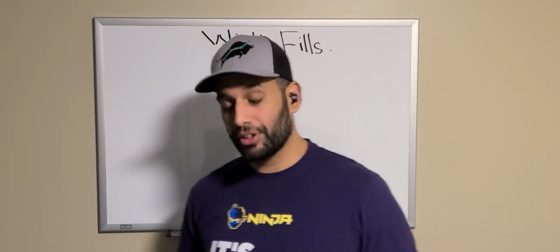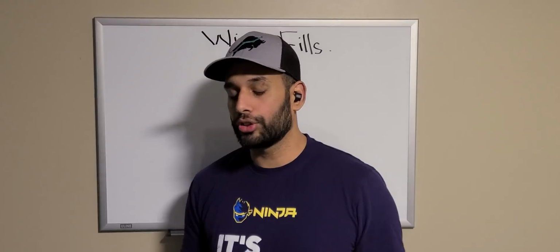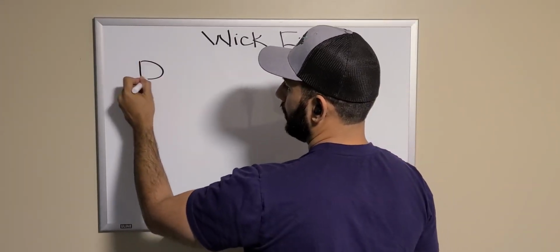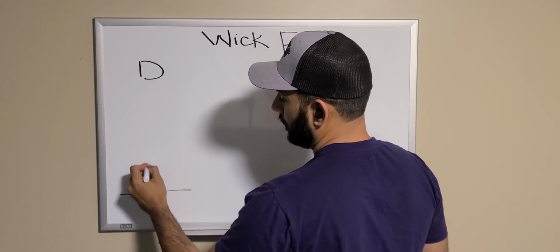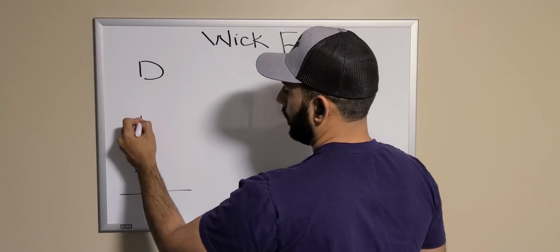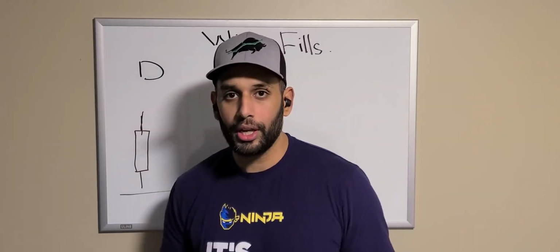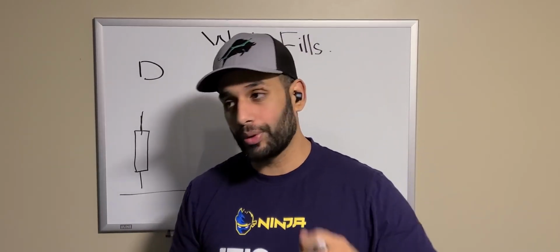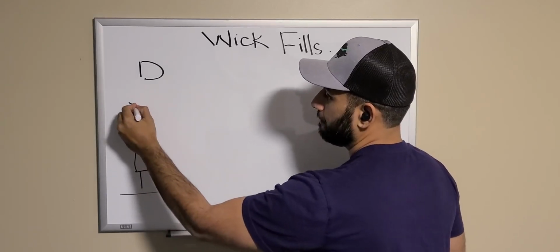Today's topic of discussion is wickfills, and I'm going to keep this as simple as possible. Let's say, for example, you have a daily candle, and this daily candle is coming up from a support, and it's a bullish candle. If you have a daily candle which is bullish and it's coming up from a support, there's a high probability that the next daily candle is also going to be bullish, right? So we're assuming that the next daily candle will also go bullish and fill this wick.